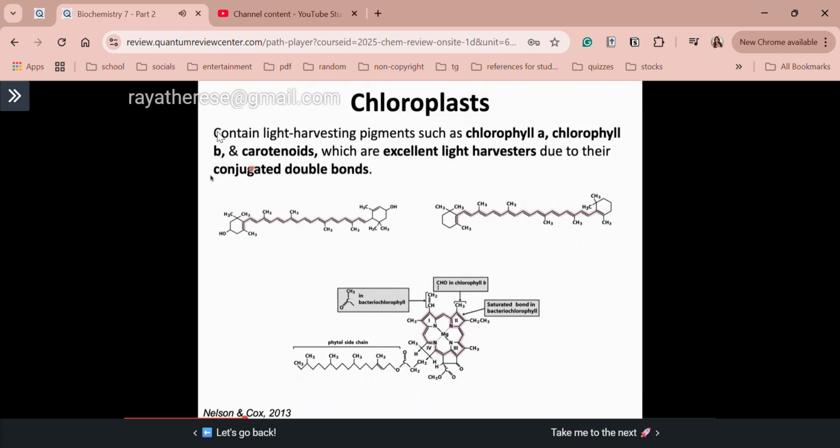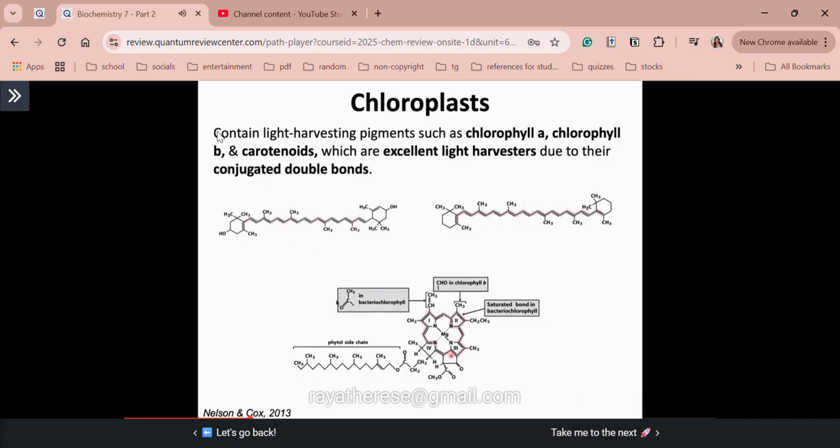Alright, we also have your carotenoids, and all of them are excellent light harvesters. Recall our discussion on biomolecules, particularly nucleic acids, nitrogenous bases, and aromatic amino acids. What are the commonalities of these two molecules? Again, class, they have conjugated double bonds. Similar with our light harvesting pigments, this capability to absorb light comes from your conjugated double bonds. Sir, where is the conjugation? Here, it is highlighted in purple or pink.